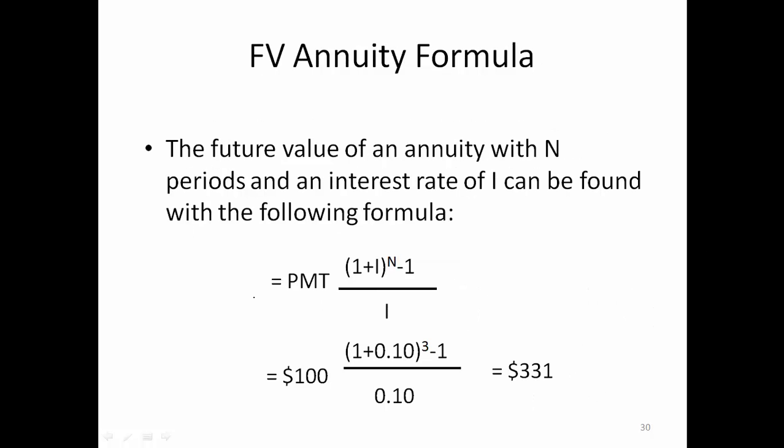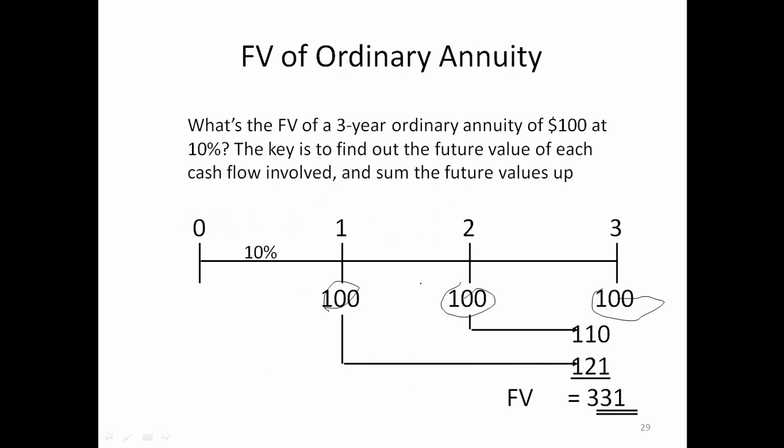We can use the formula for the future value of the ordinary annuity. It is payment multiplied by 1 plus i to the power of n, minus 1, and then divided by the interest rate. If we plug the numbers into this formula, $100 payment multiplied by 1 plus 10% to the power of 3, minus 1, and then divided by the 10% interest rate, we will have the same result of 331. So you can take this formula as a shortcut for doing this step by step and summing them up.